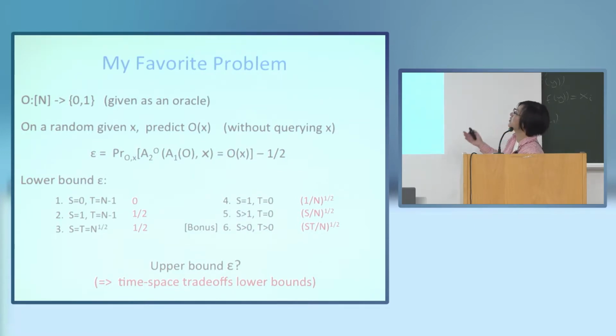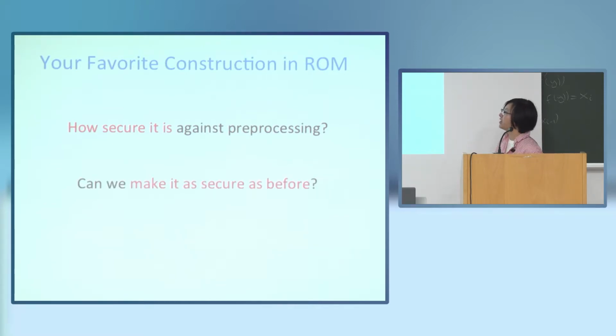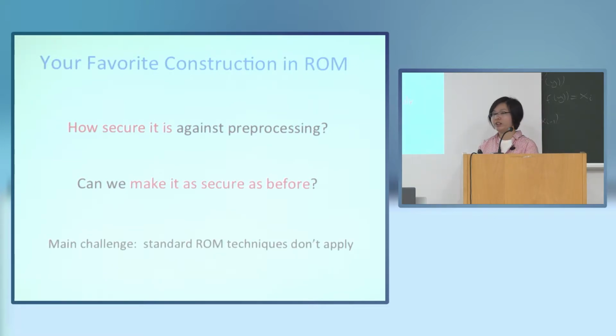Okay. So this is my favorite problem. How about your favorite problem? Like any construction around a random oracle: how secure is it now against preprocessing algorithms? And is there any way you can make it as secure as before, easily? One remark about working in this new model is that most techniques we have in the random oracle model might not apply. The reason is that many techniques in the random oracle model heavily rely on the independence and uniformity of the values in the truth table, but a little bit of leakage already ruins the independence.